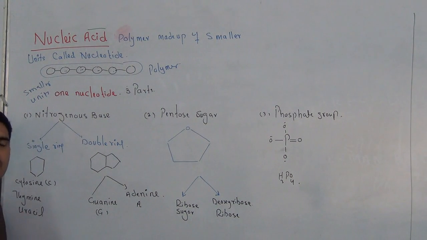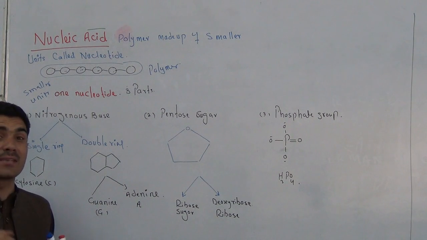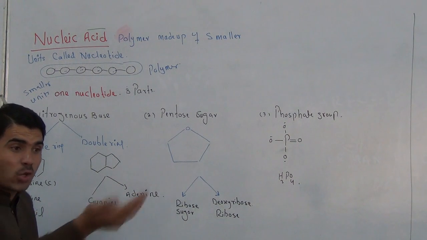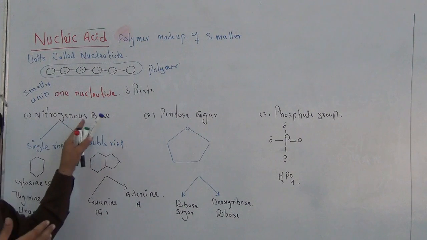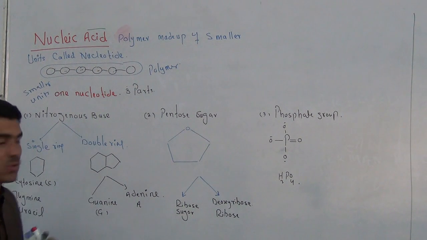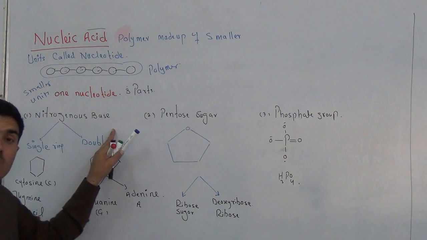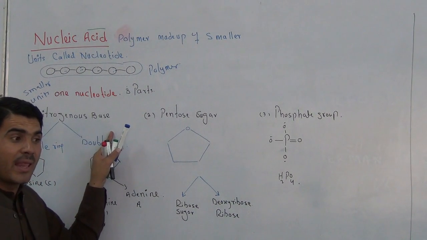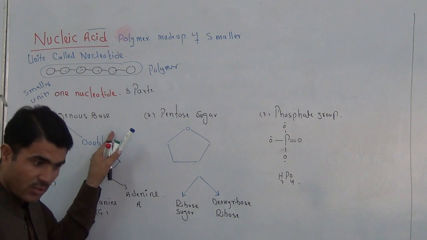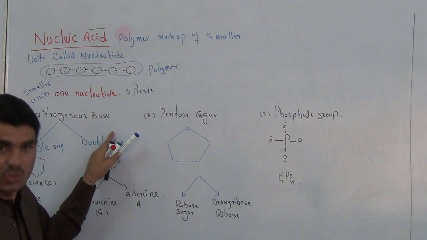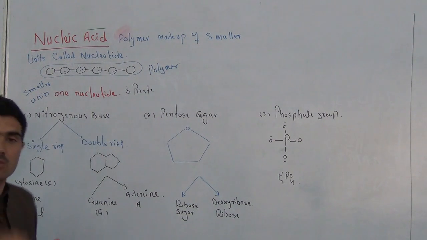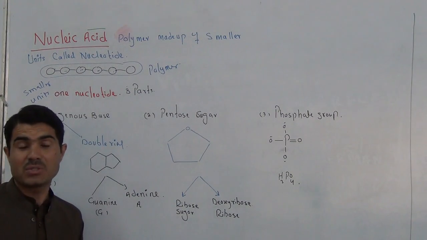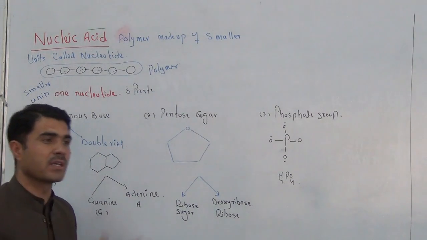A nitrogenous base is a compound which contains nitrogen atom. Definitely there is the word nitrogen, and that nitrogen is capable of giving its lone pair. So this will make the compound basic, so it is called a nitrogenous base. You know, a base is a compound that can give its electron pair to another. So a nitrogenous base is also a compound which contains nitrogen, and that nitrogen is capable of giving its lone pair.